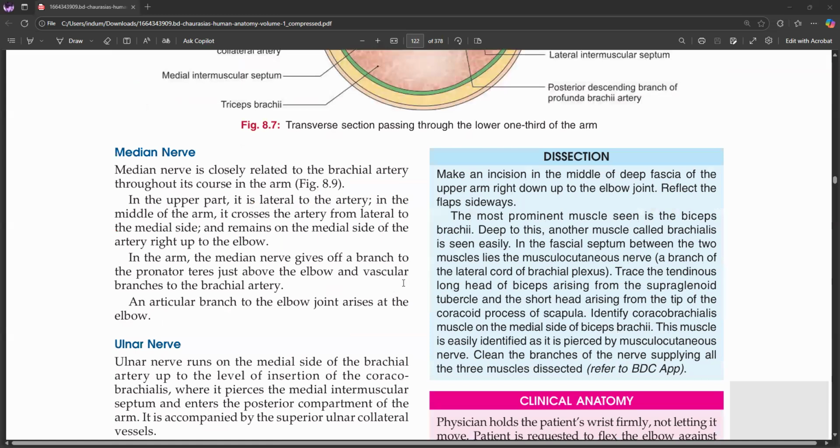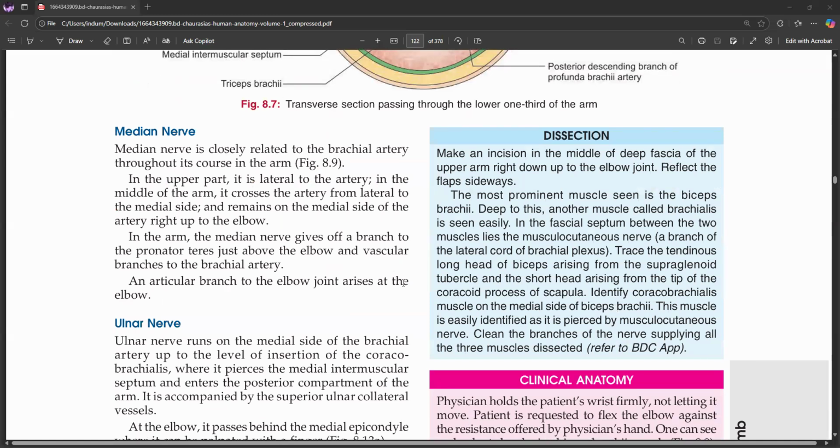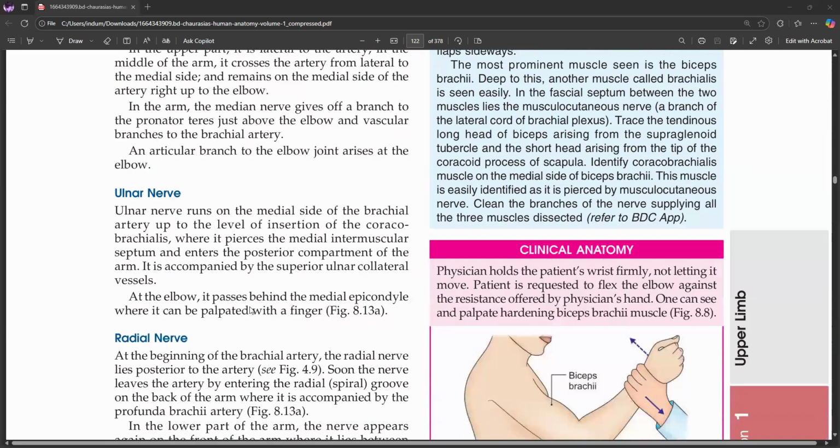Median nerve. Median nerve is closely related to the brachial artery throughout its course in the arm, figure 8.9. In the upper part, it is lateral to the artery. In the middle of the arm, it crosses the artery from lateral to the medial side and remains on the medial side of the artery right up to the elbow. In the arm, the median nerve gives off a branch to the pronator teres just above the elbow and vascular branches to the brachial artery. An articular branch to the elbow joint arises at the elbow.